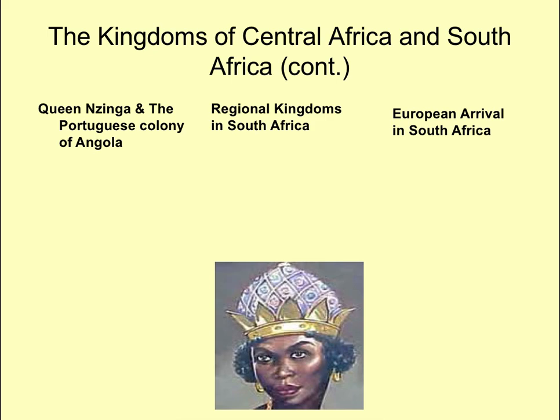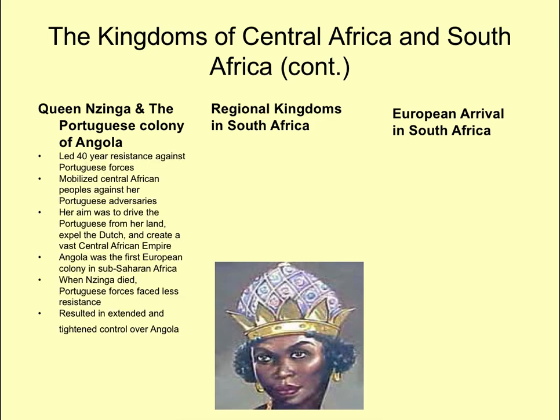So the kingdoms of Central Africa and South Africa were still continuing on that. We see Queen Nzinga, who led 40 years of resistance against the Portuguese colony of Angola. That's what Queen Nzinga did, and she was very interesting. She wasn't necessarily a queen the way we think. She was more like a warrior, and sometimes dressed very manly.